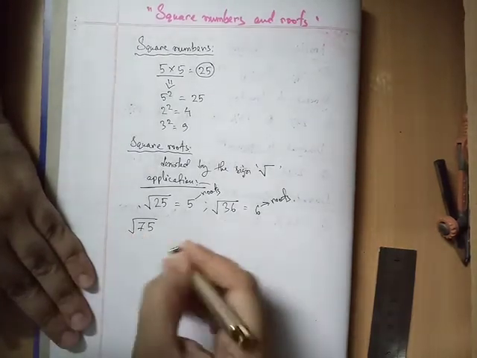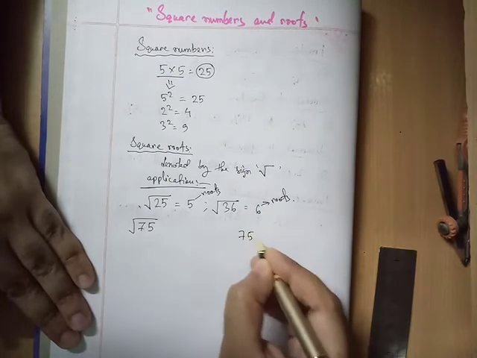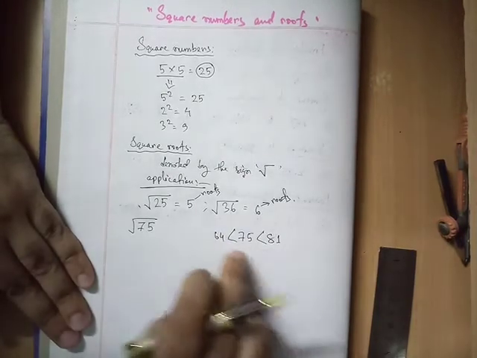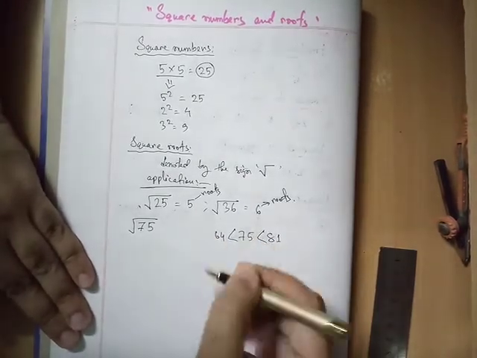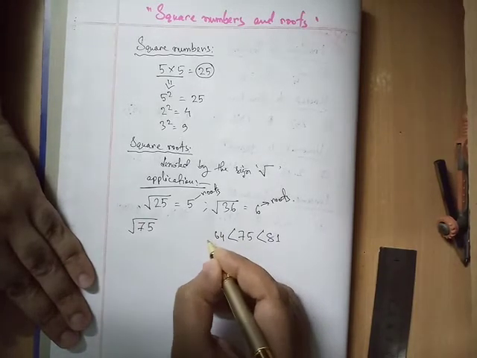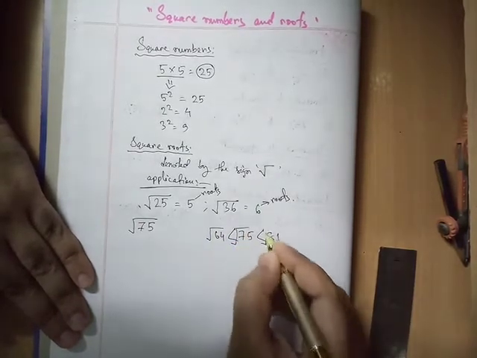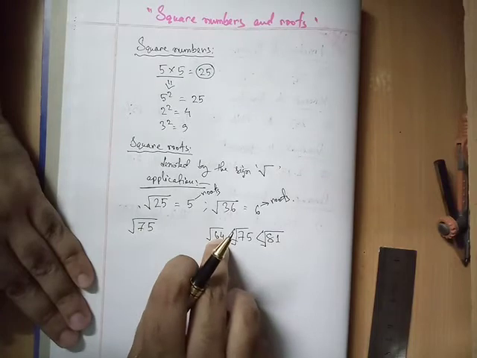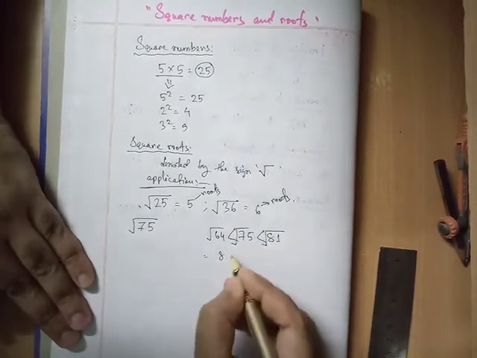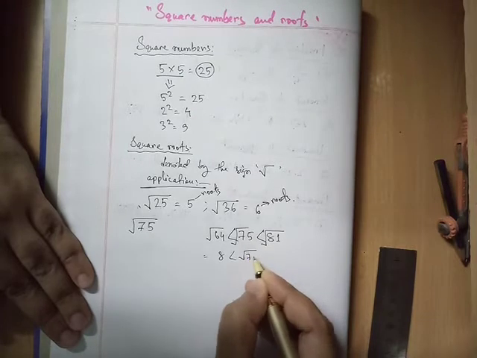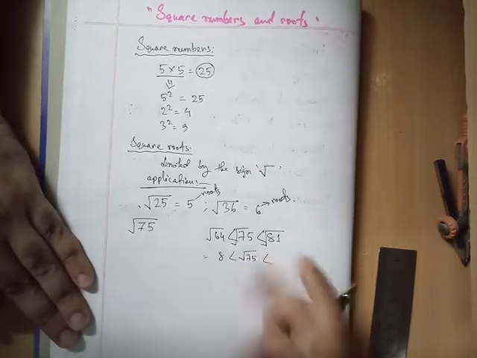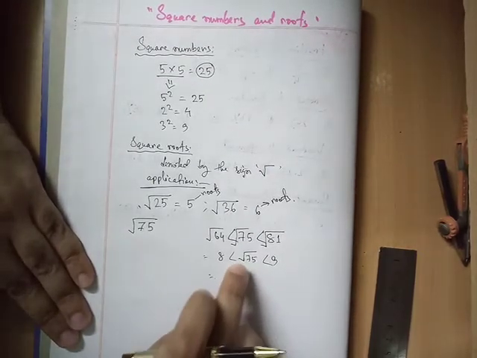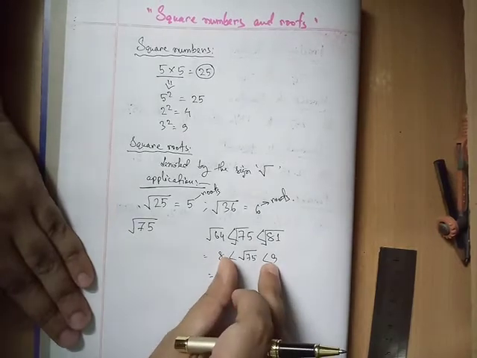So 75, if I write it like this, lies between 81 and 64. 64 and 81 here are squared numbers. So if I want to write everything in radical form, I put a radical sign over all of it. I know root 64 is 8, because 64 is the square of 8. I don't know the square root of 75, but I do know the square root of 81, which is 9. So root 75 will definitely fall between 8 and 9, and it will give us a decimal number or a fraction.